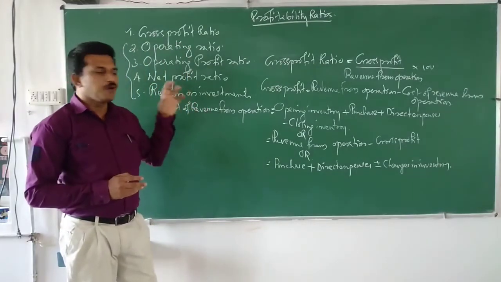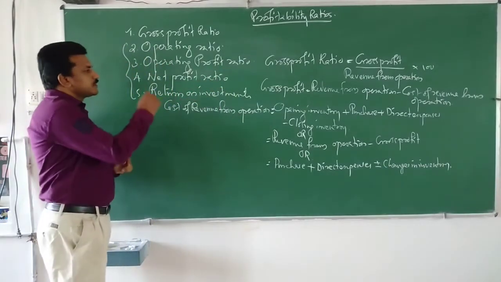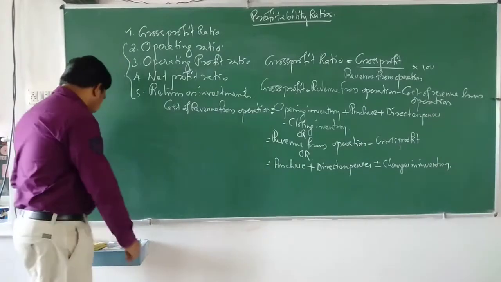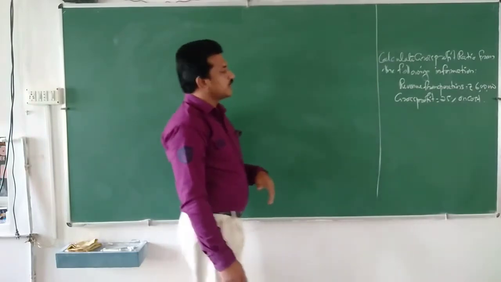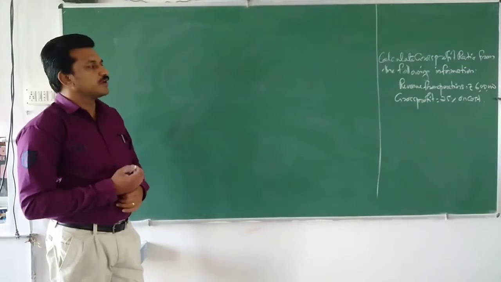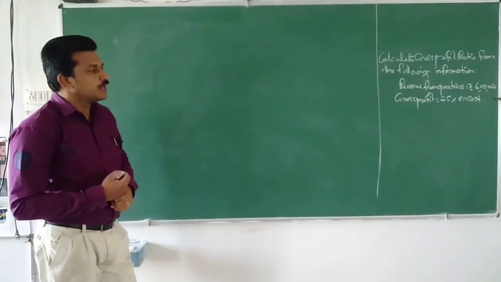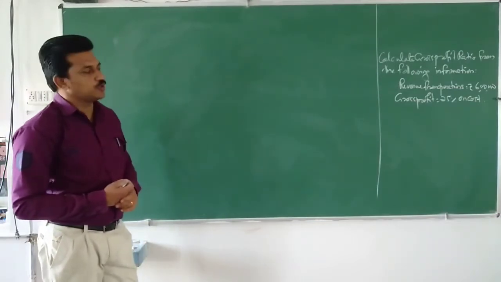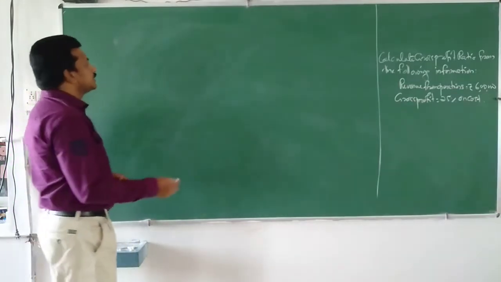Okay. Now let us solve this equation with the help of a question. So this is the question. Calculate gross profit ratio from the following information. We are given revenue from operations of rupees 6 lakh, and gross profit that is 25% on cost. On cost means on cost of goods sold. So let us calculate gross profit ratio.